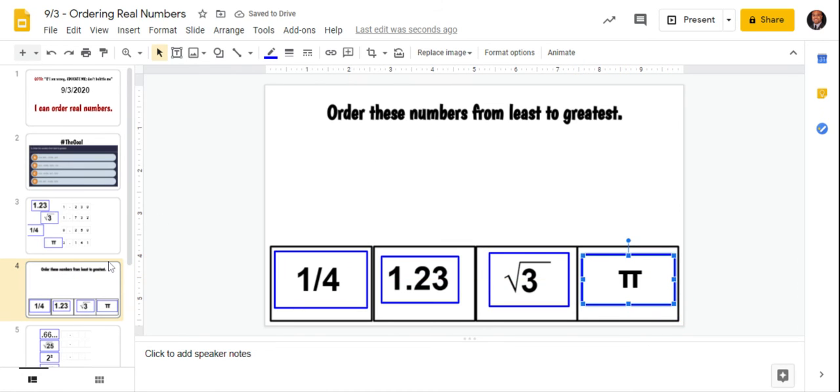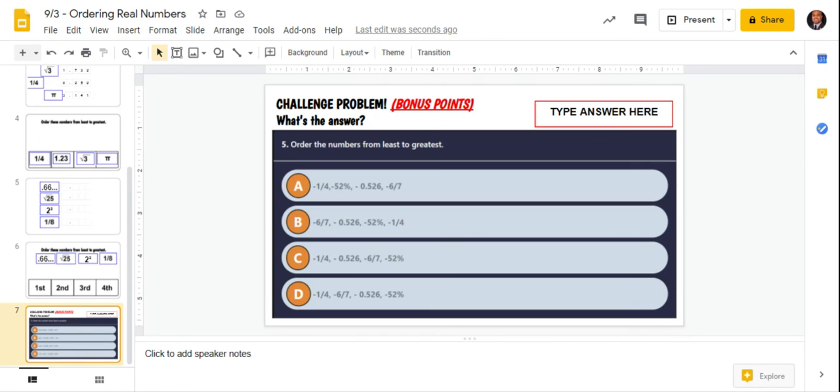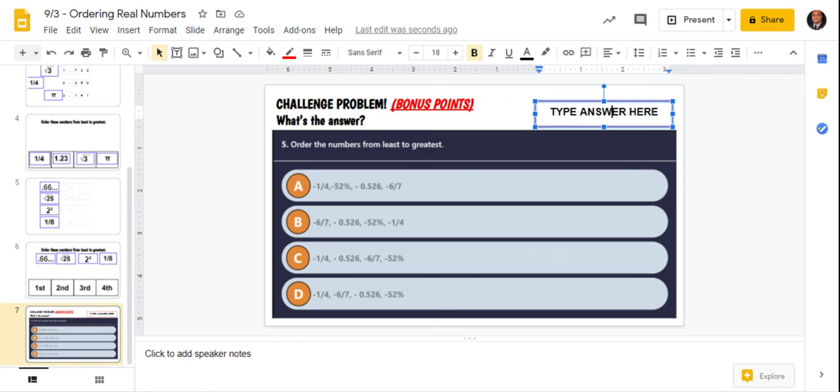At this point in the class, I would tell you to get slide 5 and slide 6 done. If you finish all of that, I want to see if you can handle our bonus problem, which is slide 7. It says order these numbers from least to greatest. That is a challenge problem that you would need to do by yourself, by hand. Then right here, you would type in your answer, A, B, C, or D. But this is not a grade, it's simply a challenge problem.